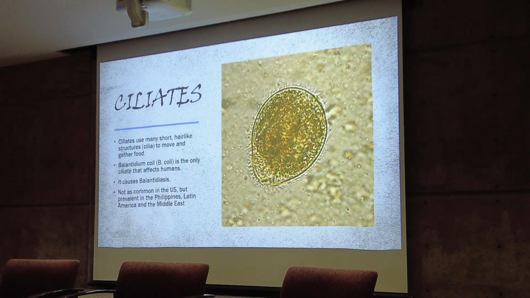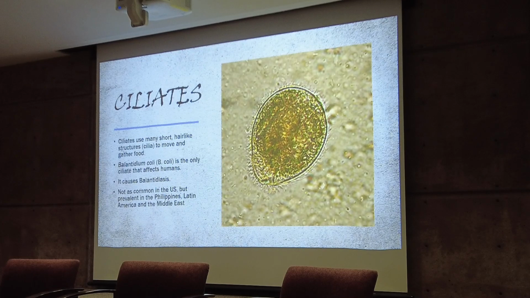Now, ciliates. They use many short hair-like structures to move and gather food. B. coli is the only ciliate that affects humans, and it causes balantidiasis. Not as common in the United States, but prevalent in the Philippines, Latin America, and the Middle East. I don't even think they have it in South America.